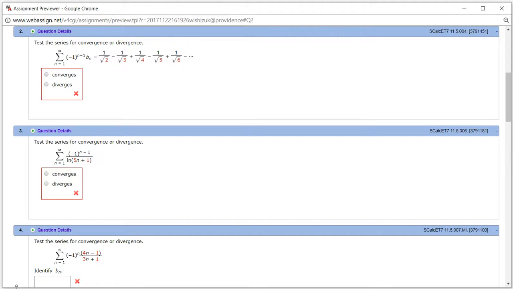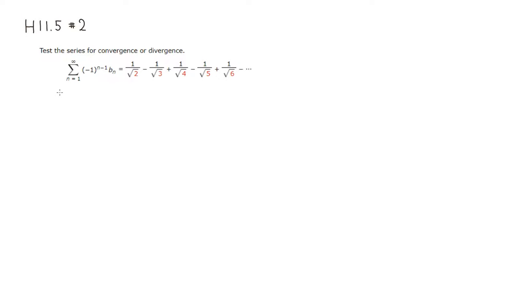Okay, let's look at homework 11.5, problem number 2. Right, so let's test this alternating series for convergence. Alright, so let's do an alternating series test.